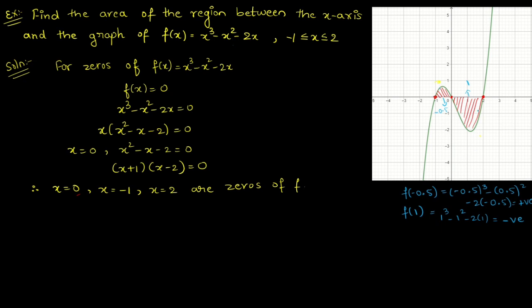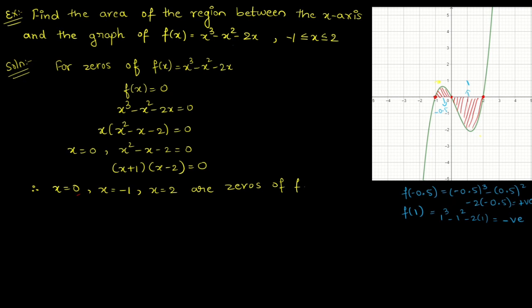And since this curve is lying below the x-axis, we get the value of f of 1 as negative. So what I have done basically, I have taken one point in the given interval minus 1 to 0 to show it is above the x-axis, and I have taken one point in the interval 0 to 2. You can take any point. It might be 0.5, it can be 1.25, 1.5, anything. So basically you will be getting only positive and negative values.